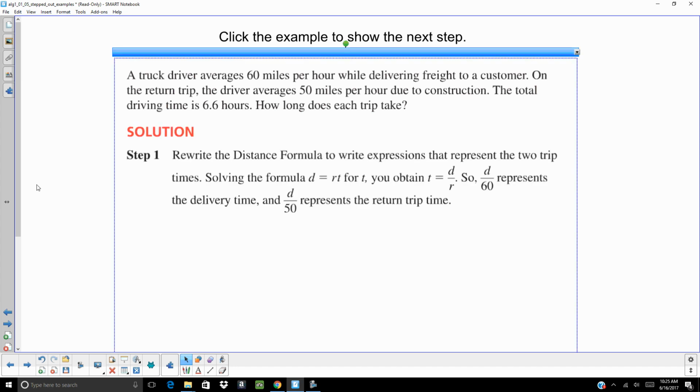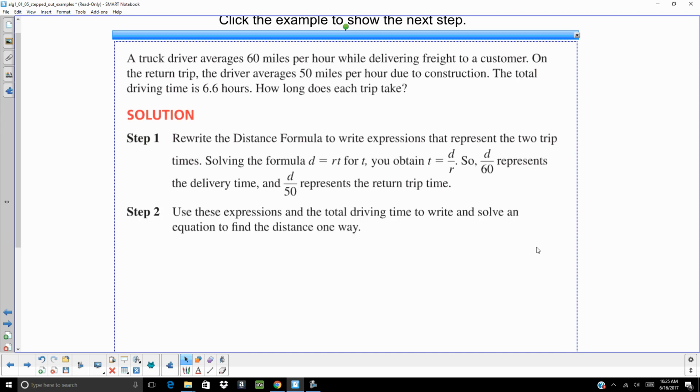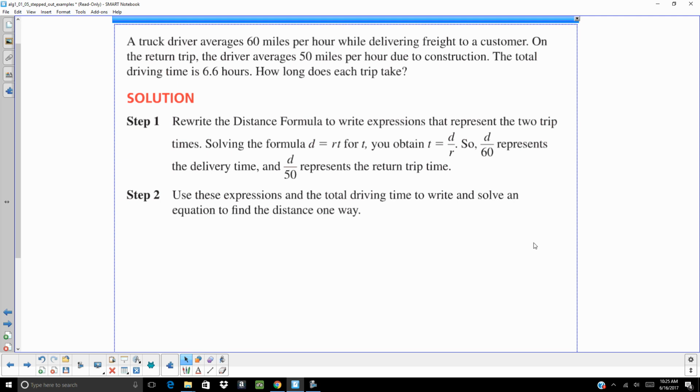Well, we're going to have to use the distance formula on this one. And we're looking for time, so we need to solve for t. That means you need to divide by r. So you get d over r equals time. We're going to use these expressions and the total driving time to write and solve an equation. So the distance divided by rate plus the distance divided by rate equals the total time.